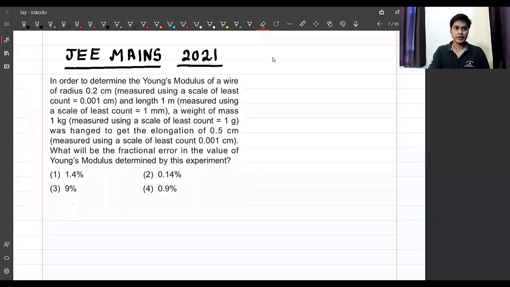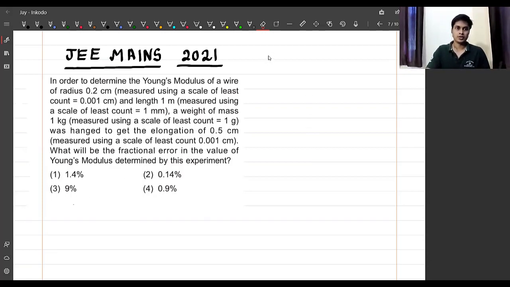Hello students, we are going to see another JEE Mains question here. The question is, in order to determine the Young's modulus of a wire of radius this and length this, a weight of mass 1 kg was hanged to get the elongation 0.5 centimeter. We have to find the fractional error in the value of the Young's modulus determined by this experiment. Options are given in percentage, so we'll be calculating the percentage error.